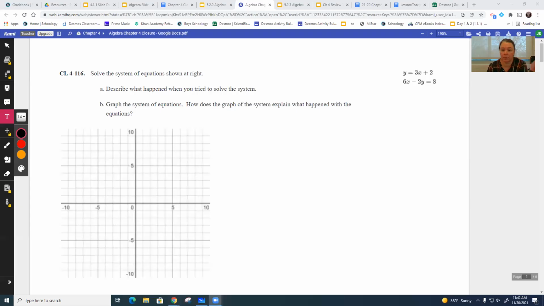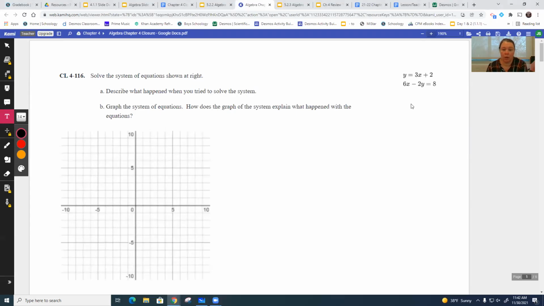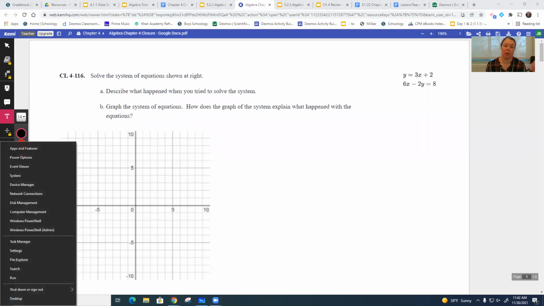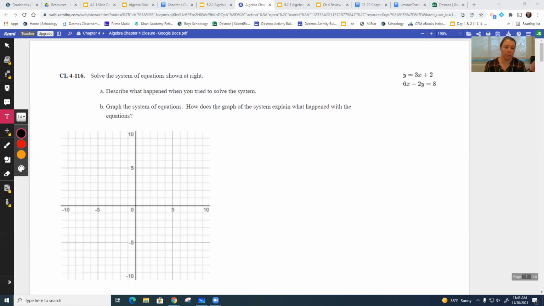Hi, algebra, we're going to go over the chapter 4 closure problems. Okay, so starting with 116, solve the system of equations at the right. So first we're going to solve it algebraically.